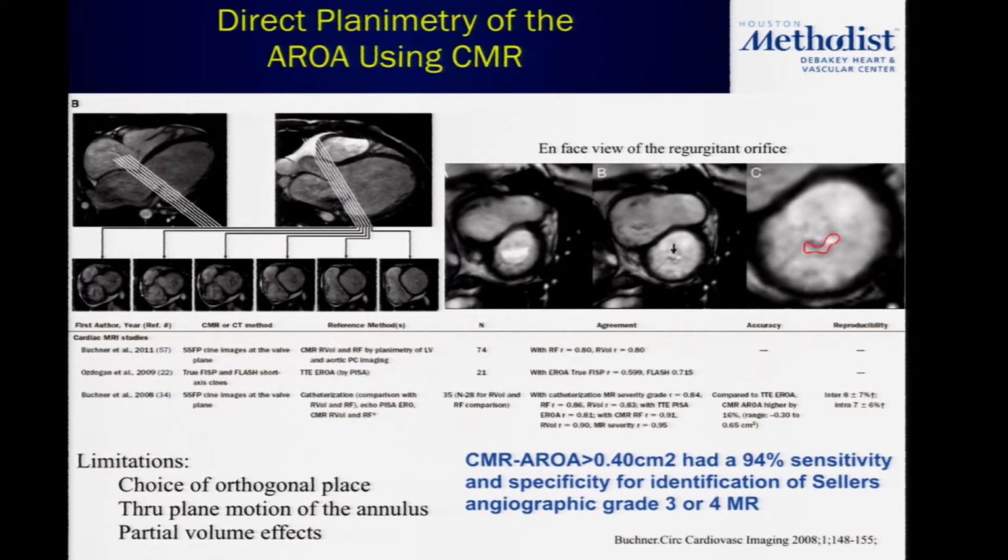But if you do this correctly, in this particular study, an ARO of greater than 0.4 had a fairly high sensitivity and specificity for identifying grade 3 or 4 MR using Sellers' correlation by angiography.